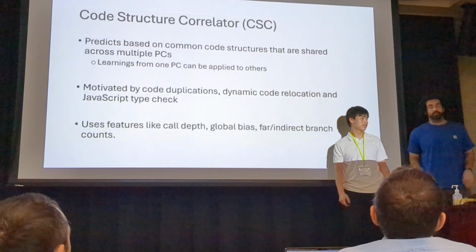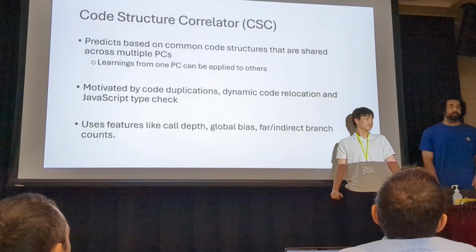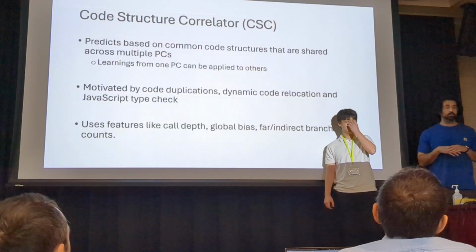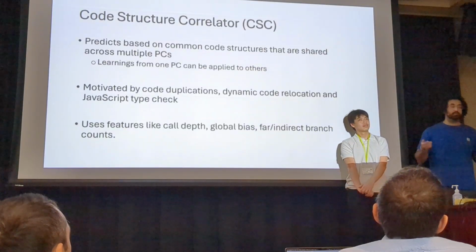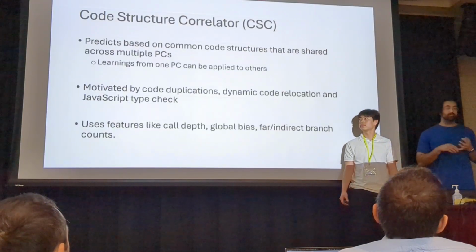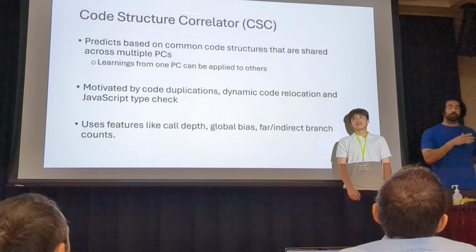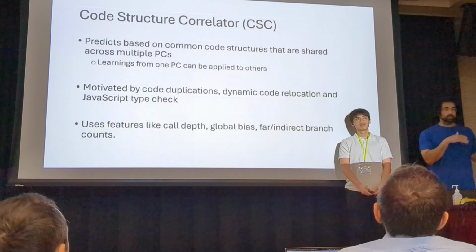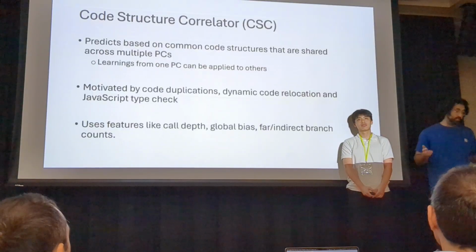So I'll be talking about the code structure correlator, or the CSC. The idea behind the CSC is to predict based on the code structure. We're completely PC agnostic, and we pick up signals from the actual instruction stream coming in. One of the benefits of this is that it works on cold things, and it also works across different branches that have the same behavior. So if code is duplicated or just similar in behavior, we'll still pick up those learnings.